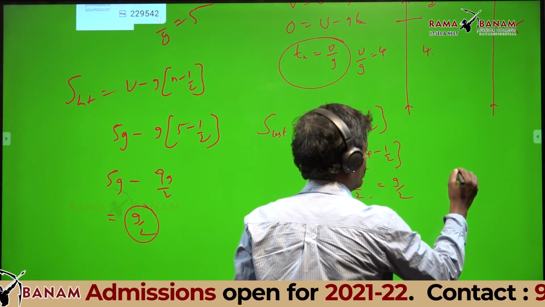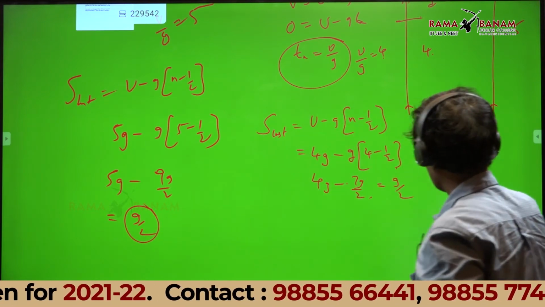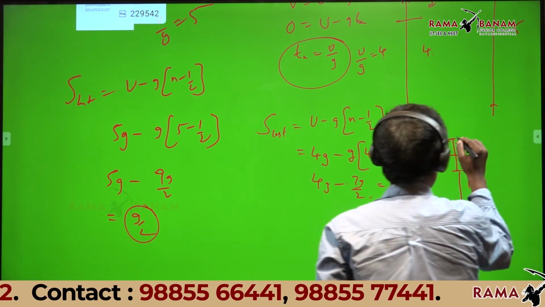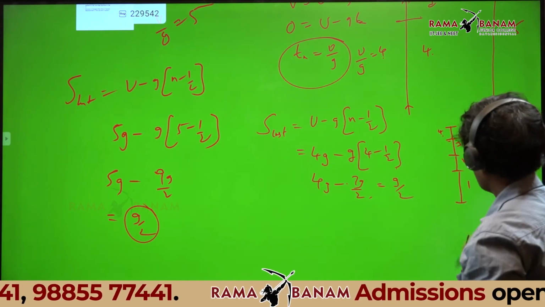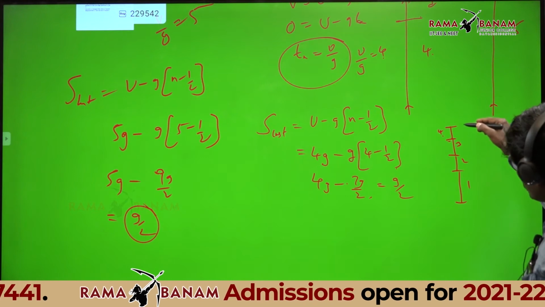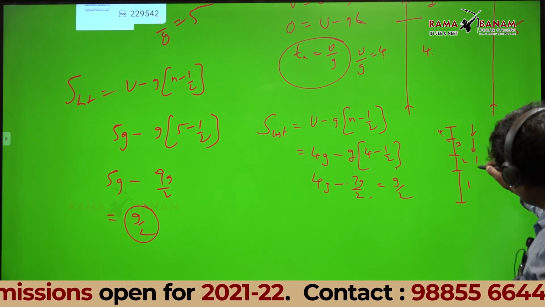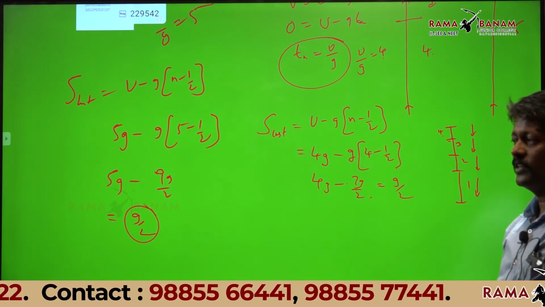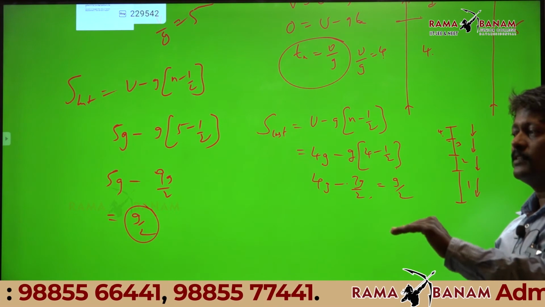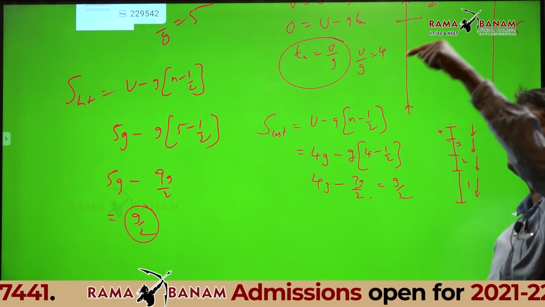See, 1, 2, 3. Suppose the third second is the last second. Okay, this one will take 4. The fourth second is the last second while going up. While coming down, that is the first, second, third, 4. 4 plus 4, 8 seconds total. That means the last second of ascent is the first second of fall.